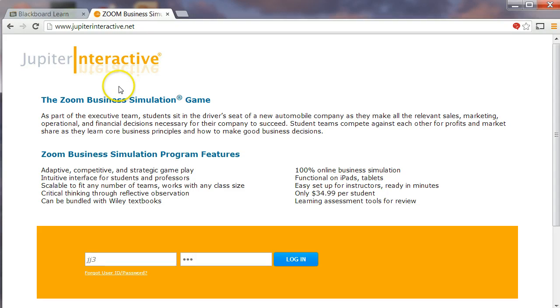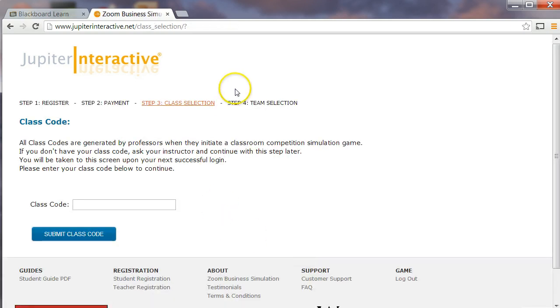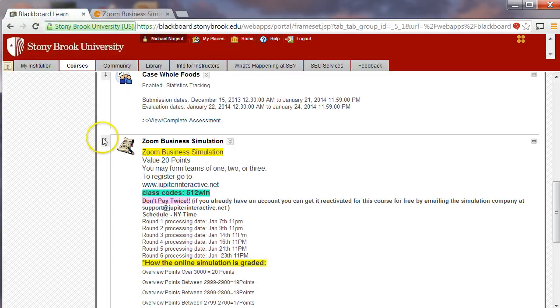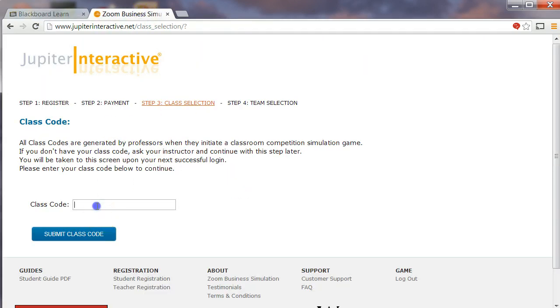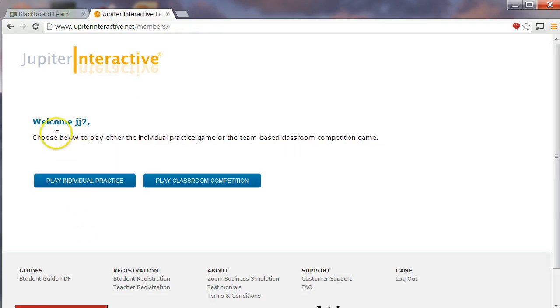I'm not going to put in my credit card information because I already created a student account, so I'm going to log in with it. Okay, so this is step 3. Once you register as a student and make the credit card payment, step 3 is the class selection. Class code, that sounds familiar. Oh yeah, it was right here: class code 512 WIN. I'm going to put that in as my class code and hit submit class code. And now I am in the class.